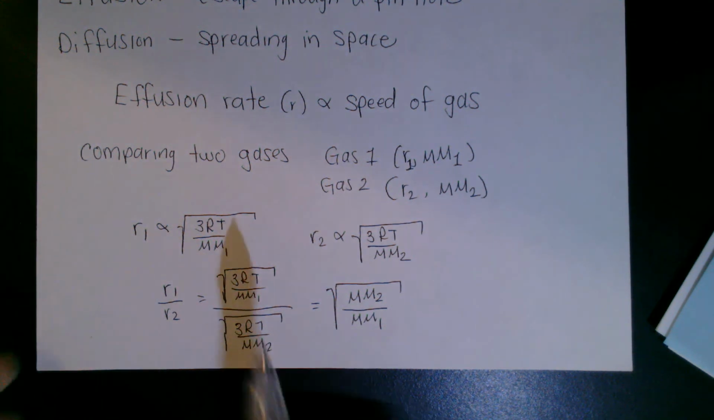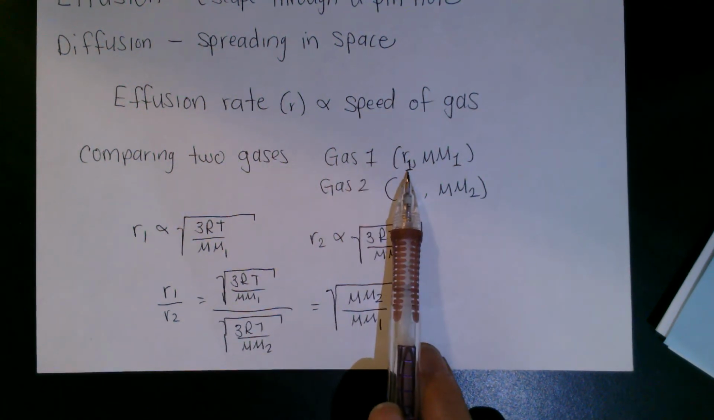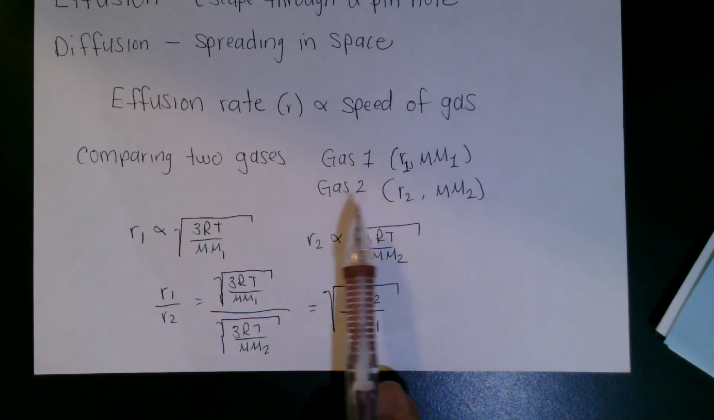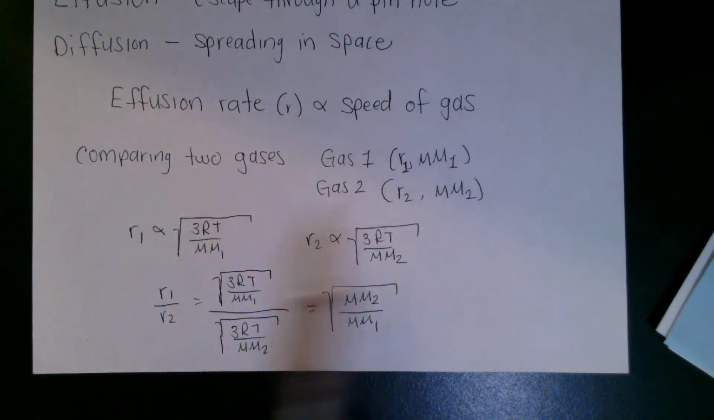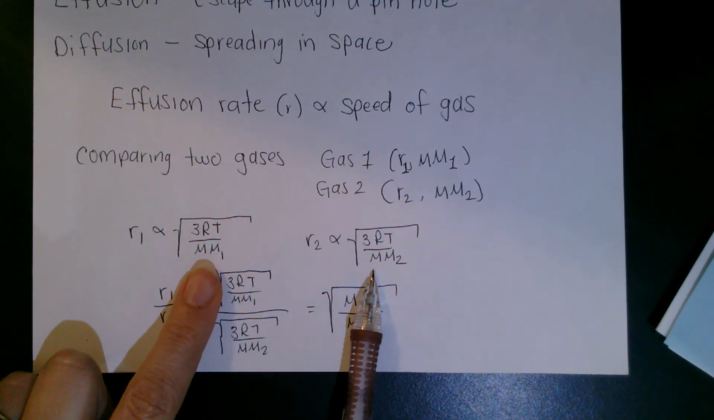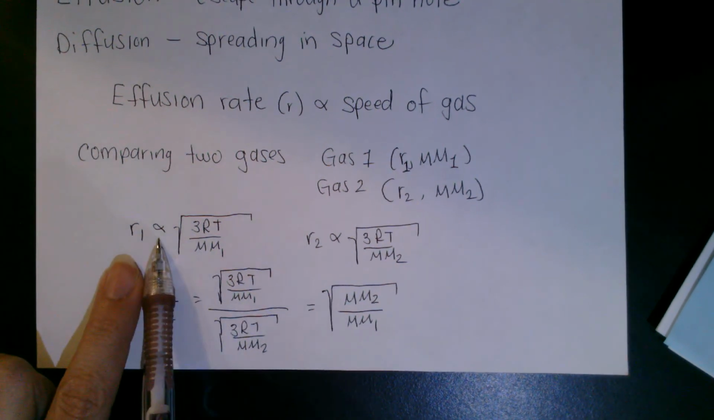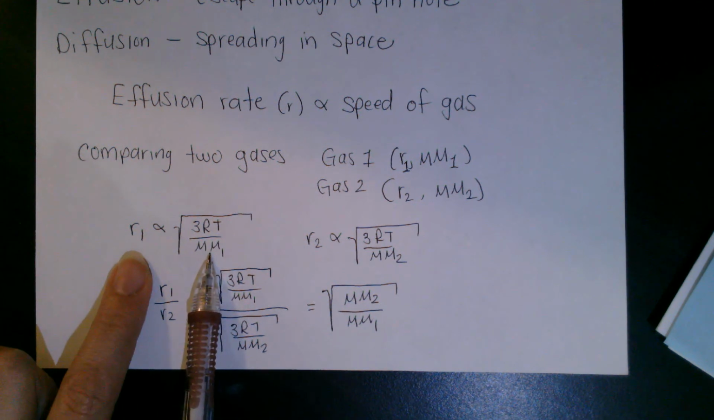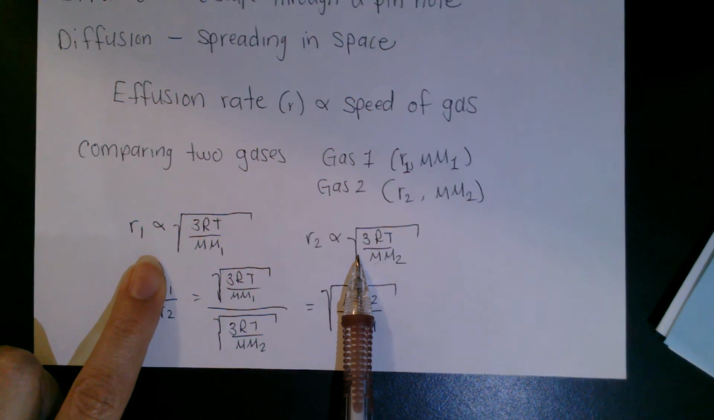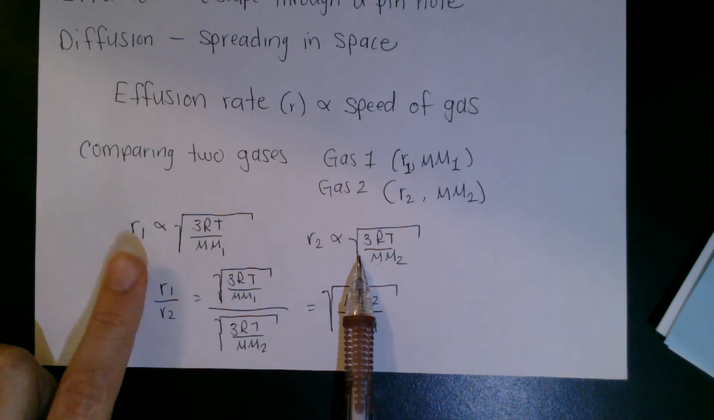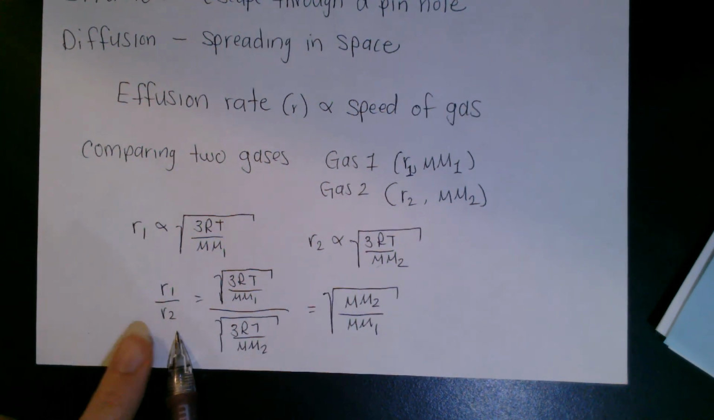Pick one, they're proportional. So if we were going to compare two gases, we have gas 1 that has rate of effusion 1 and molar mass 1, and gas 2, rate of effusion 2, molar mass 2. I chose the root mean square speed here to compare. So for gas 1, that rate would be proportional to the square root of 3RT over its molar mass. For gas 2, the square root of 3RT over molar mass 2. If I want to compare how much faster or slower R1 is compared to R2, I can take the ratio of the two.